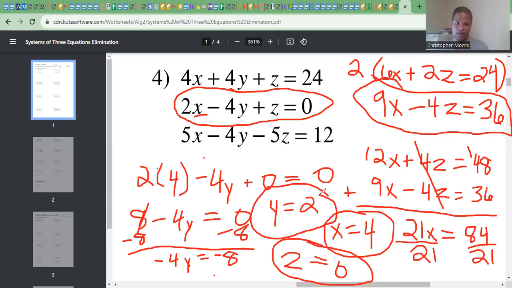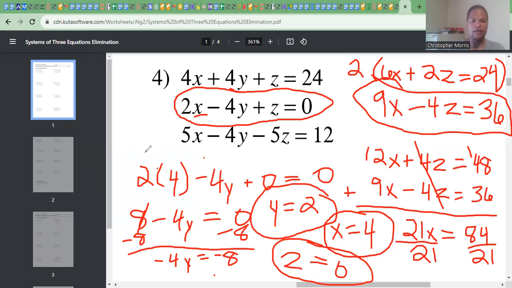So here it is. I know it's a lot. That's why we're spending multiple days breaking it down, reminding you of what the elimination method is from just the 2-variable examples. But that's what it looks like when you're doing the system with 3. Okay. Y equals 2, X equals 4, and Z equals 0.